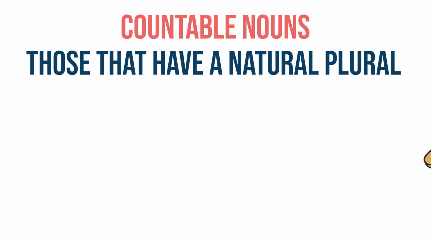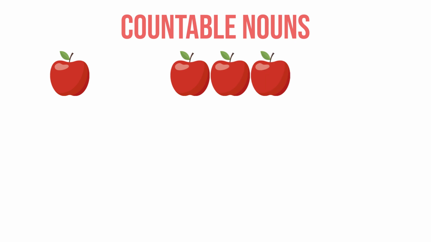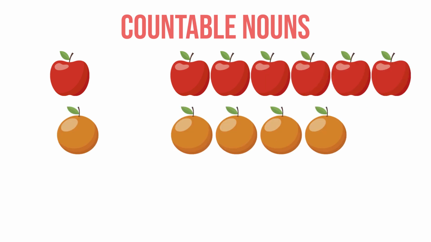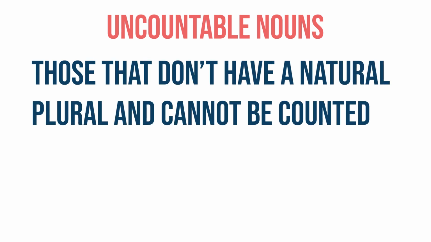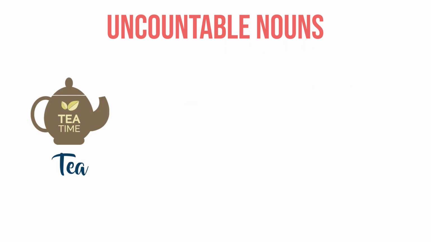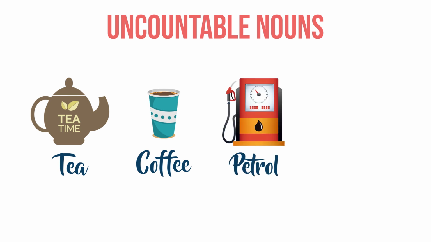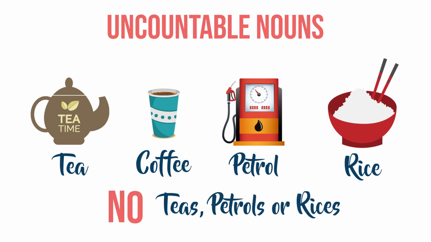Countable means something that has a natural plural. For example, apple, apples, orange, oranges, car, cars. And uncountable is where they don't have a natural plural. So there's one word for the single and the plural. For example, tea, we don't say teas. Coffee, we don't say coffees. Petrol, we don't say petrols. Rice, we don't say rices, and so on. Okay, so it's always rice in the single, rice in the plural, petrol in the single, petrol in the plural.